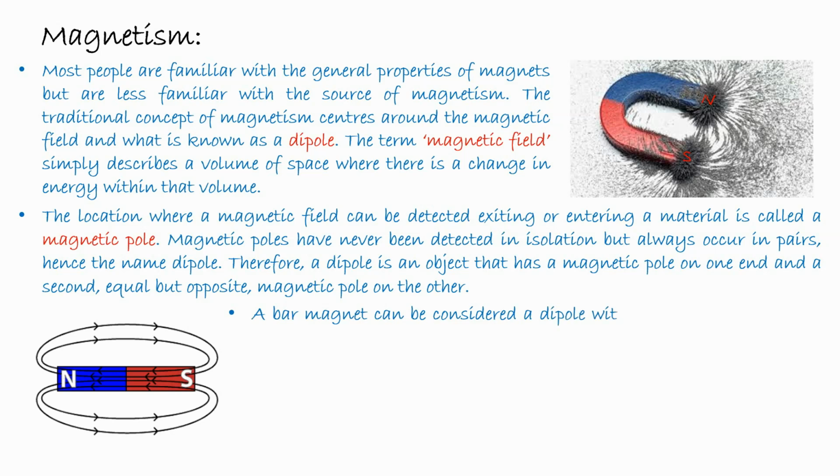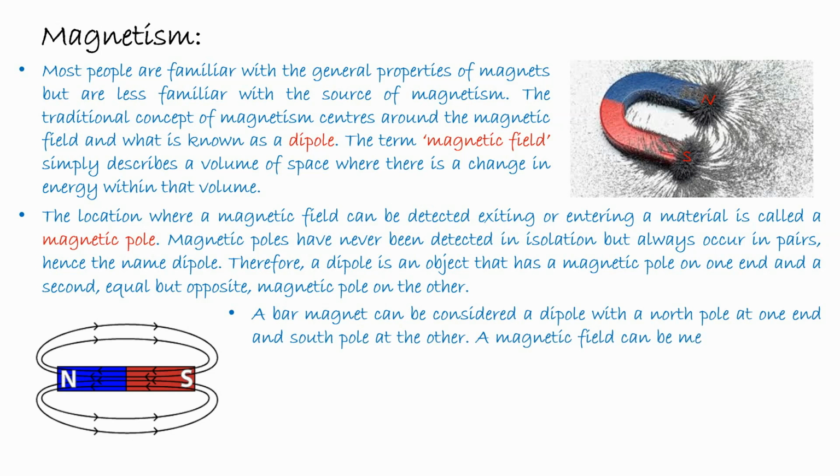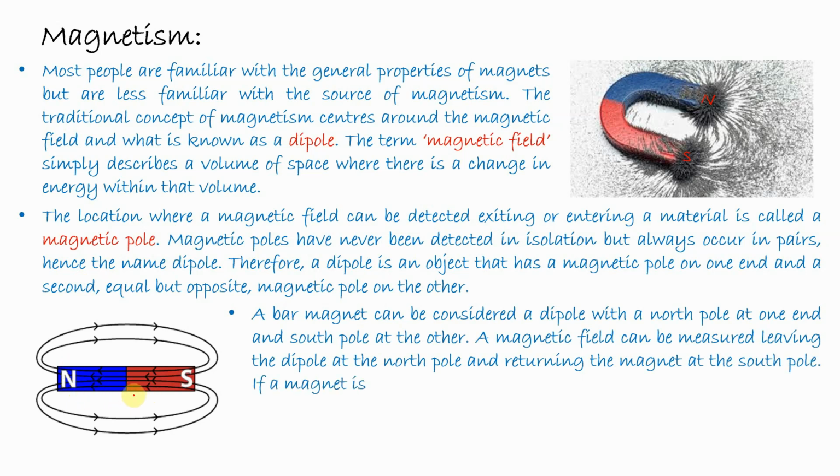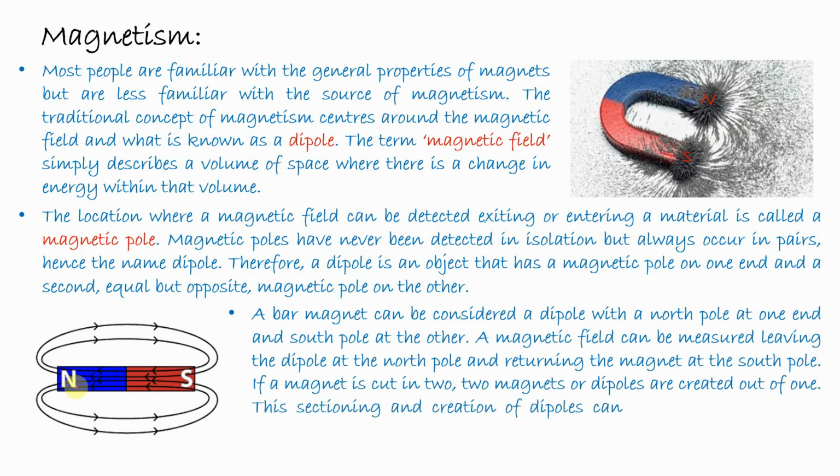A bar magnet can be considered as a dipole with a north pole at one end and a south pole at the other end. Just like here we have used a bar magnet. So the bar magnet is also considered as a dipole. And remember one thing, the dipole itself is a magnet with two different poles. That means one north pole and one south pole.